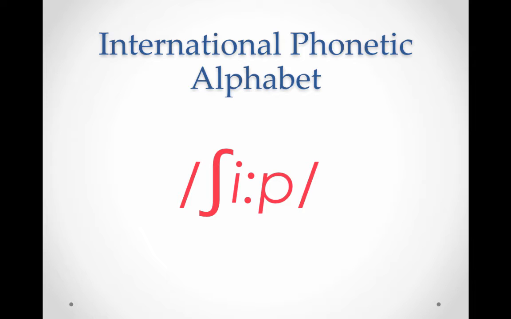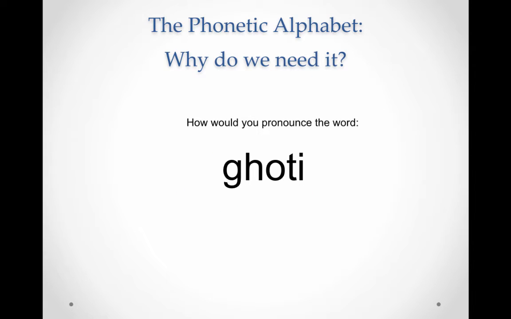Someone who knows the International Phonetic Alphabet but doesn't know English will be able to pronounce this correctly. But why do we need the phonetic alphabet? Well, how would you pronounce this word? How about fish? You might say, why fish? I was saying something like goatee. Well, think about it. The GH can be pronounced as an F in words as in cough, for example.